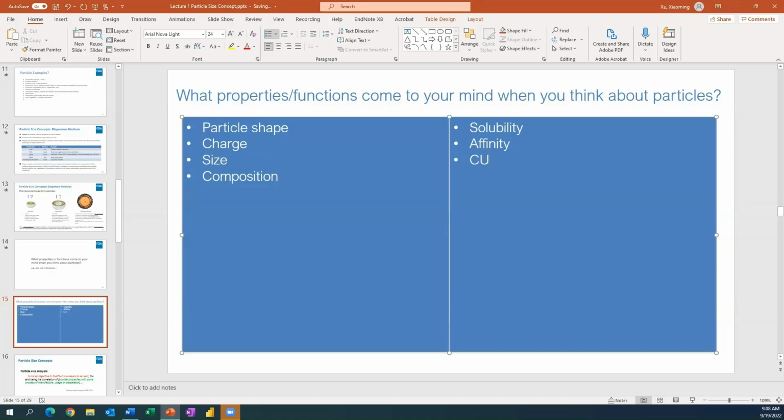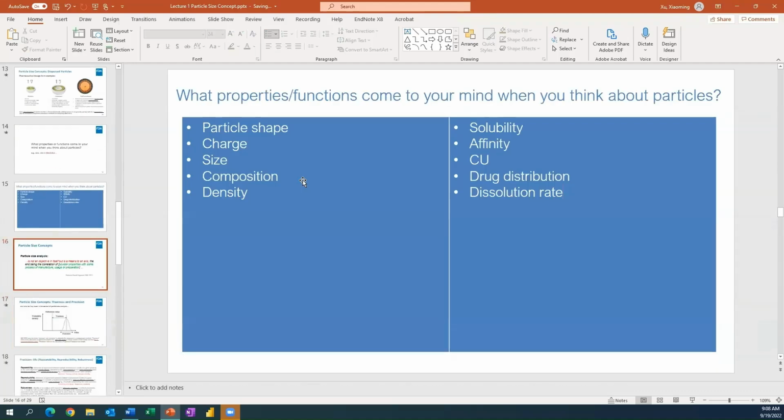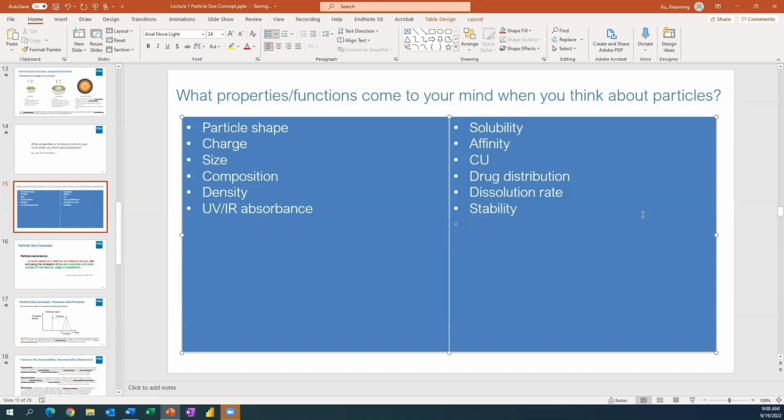Okay, Xiaomin, we have distribution. Solubility. Drug distribution, maybe. Dissolution rate, yes. Surface charge, we have that. Density, great. UV IR absorbance. Stability, great. I was wondering if anyone would mention stability. Okay, state of the particles. I think that's the last one. State of the particles. Okay. Stability. Great.